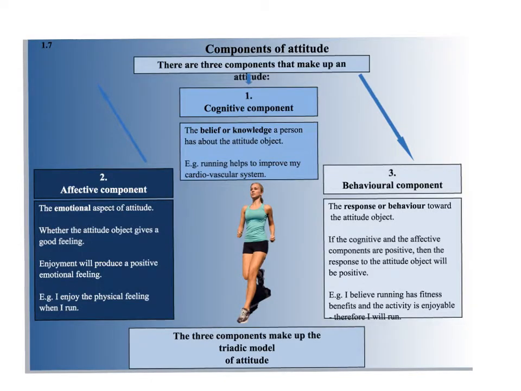Now we're looking at the makeup of an attitude, and it's suggested in this triadic model that attitudes have three elements or components. So start off with the cognitive component up at the top.